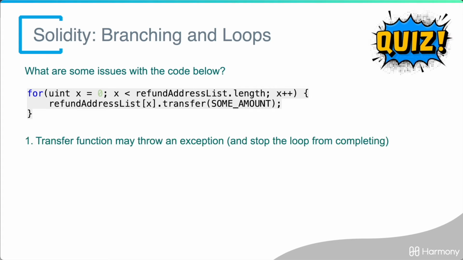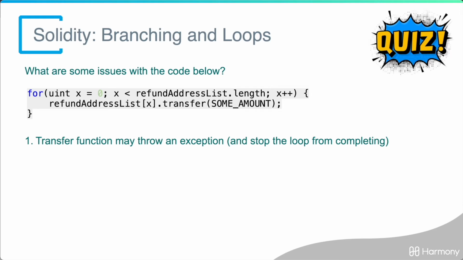The first issue is that the transfer function itself may actually throw an exception. And if it does, then your logic will never work again. So you'll never be able to call the function, and you'll never be able to, in this particular case, refund the address list. And that could happen. So if transfer failed, or if some malicious actor did something during the transfer operation, then this function could fail, and that loop will never be able to complete.